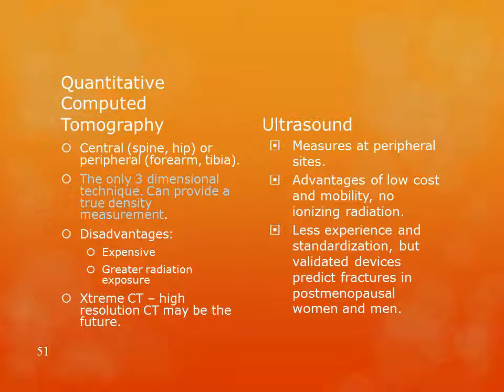What about the other technologies? There's quantitative CT, and that is actually the only three-dimensional technique that's out there. It can provide a true measurement of density. We should be using it, but we don't because there's greater radiation exposure, and it's more expensive. It's simply not practical. Ultrasound would be lovely. It's a lot more mobile than these big DEXA machines, less expensive, with no ionizing radiation, but again, it's still not considered the gold standard. We don't have enough data about standardization and predictability with these results.